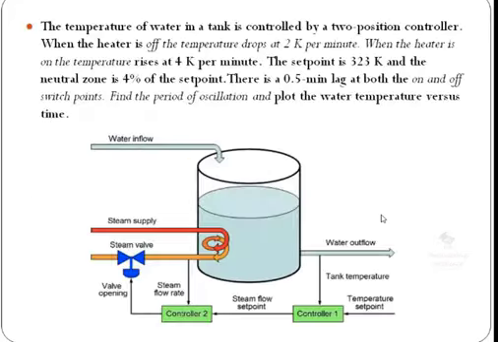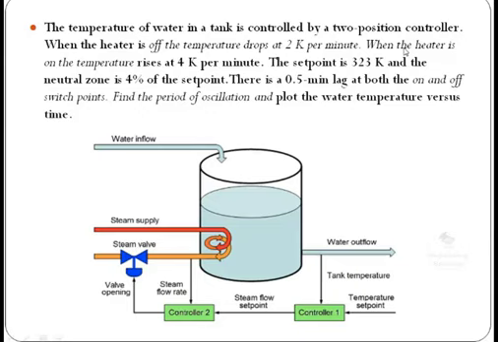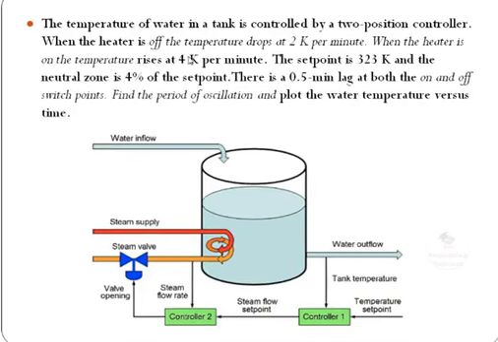On-off controller example. See the same example. The temperature in a tank is to be controlled by a two position controller. When the heater is off, the temperature drops at 2 Kelvin per minute. See, if we are switching off the heater, which means we will not disseminate any heat, per minute 2 Kelvin will be reduced inside the water. Okay. If the heat is on, which means if you are giving supply to the heater, it will start to give the heat to the water. That means 4 Kelvin per minute will be increased. For 1 minute of time, 4 Kelvin will be increased.